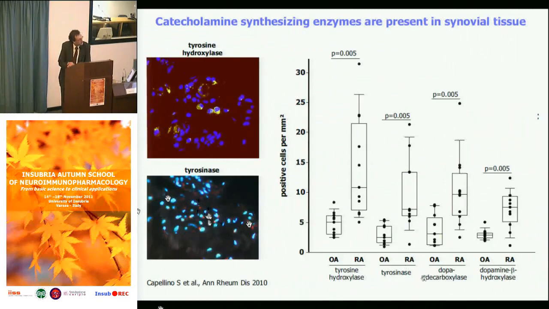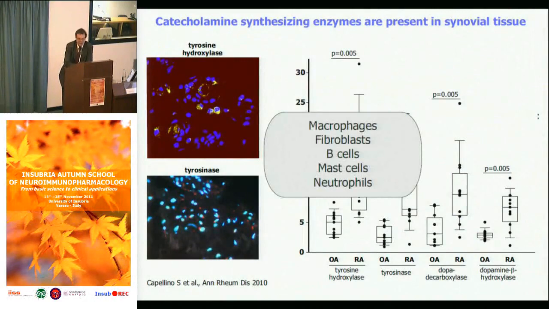And when you look at all the different catecholaminergic enzymes like dopa decarboxylase and dopamine beta hydroxylase, you see that the rheumatoid arthritis patients have a higher density of positive cells as compared to osteoarthritis patients, and it was relatively clear. So in the tissue, we have cells that are sympathetic, that produce catecholamines.